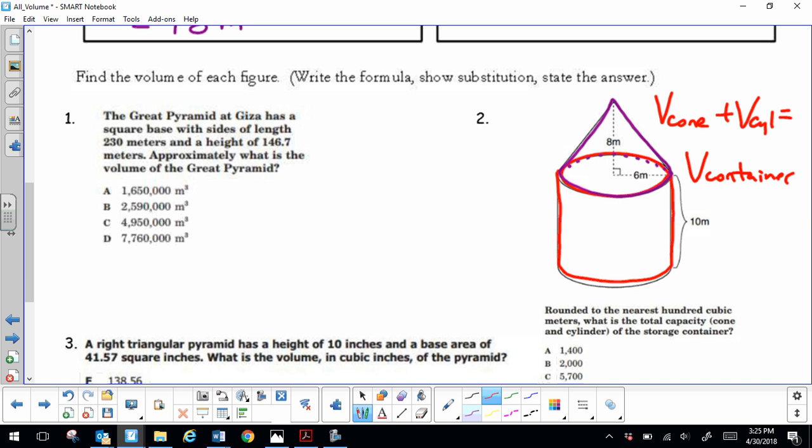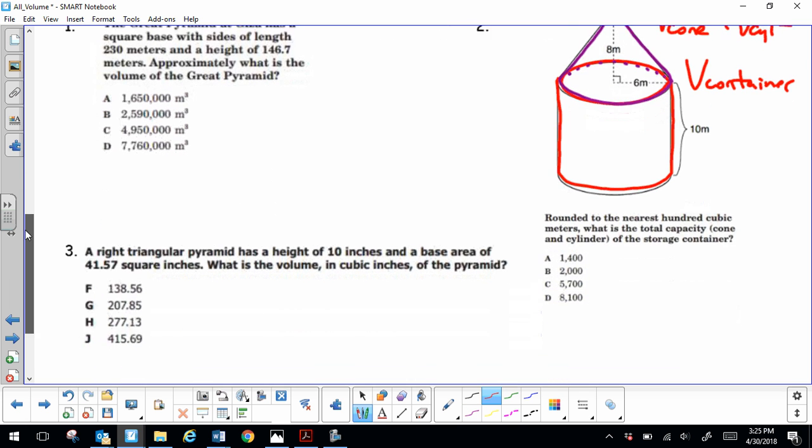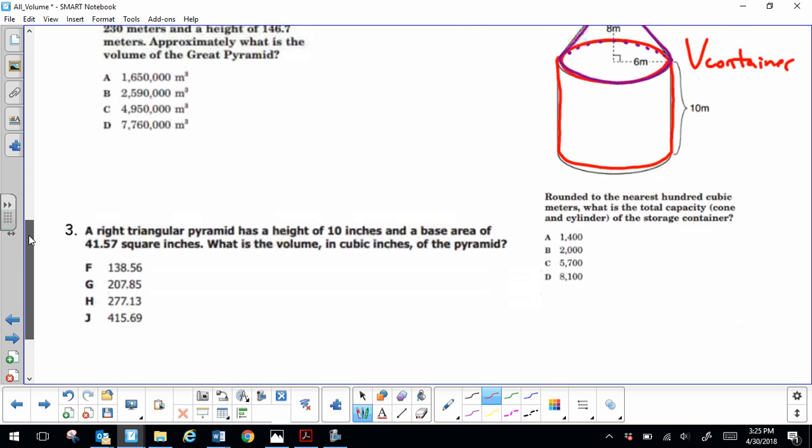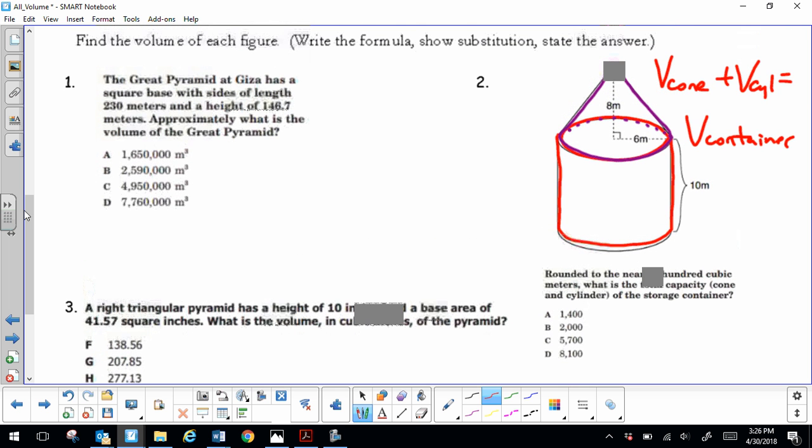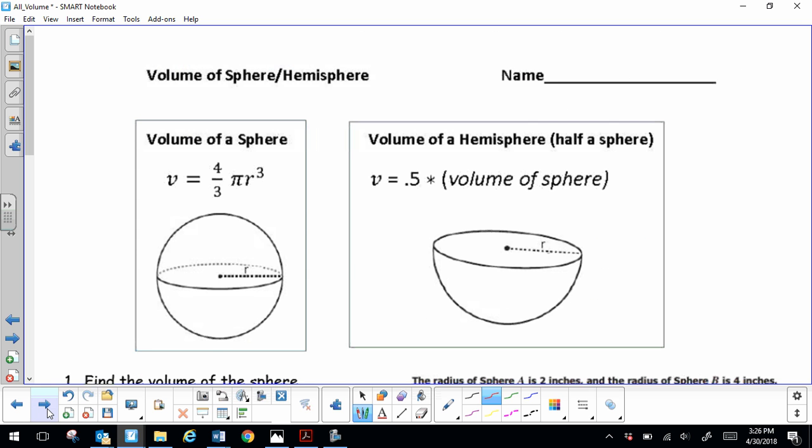So be careful. You can't just use one formula there. You do have two that you're going to need to use. The others are problems that give you enough information to determine what you need to grab from the formula sheet. And you just want to rewrite that formula next to the problem and substitute the values when you get there. All right, let's move on to the sphere, because this will only take a minute.